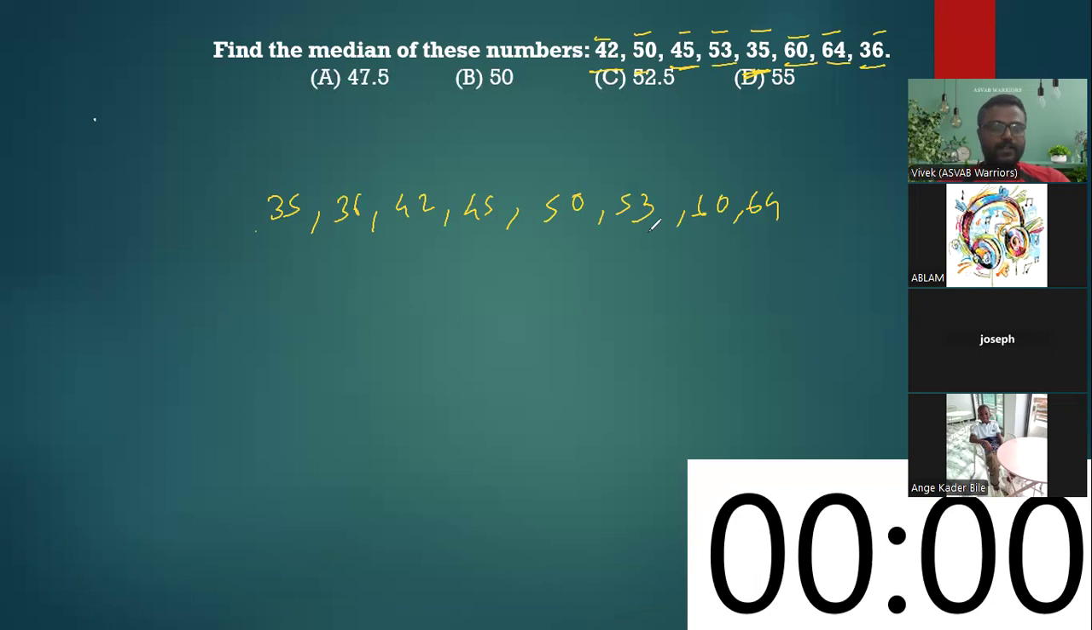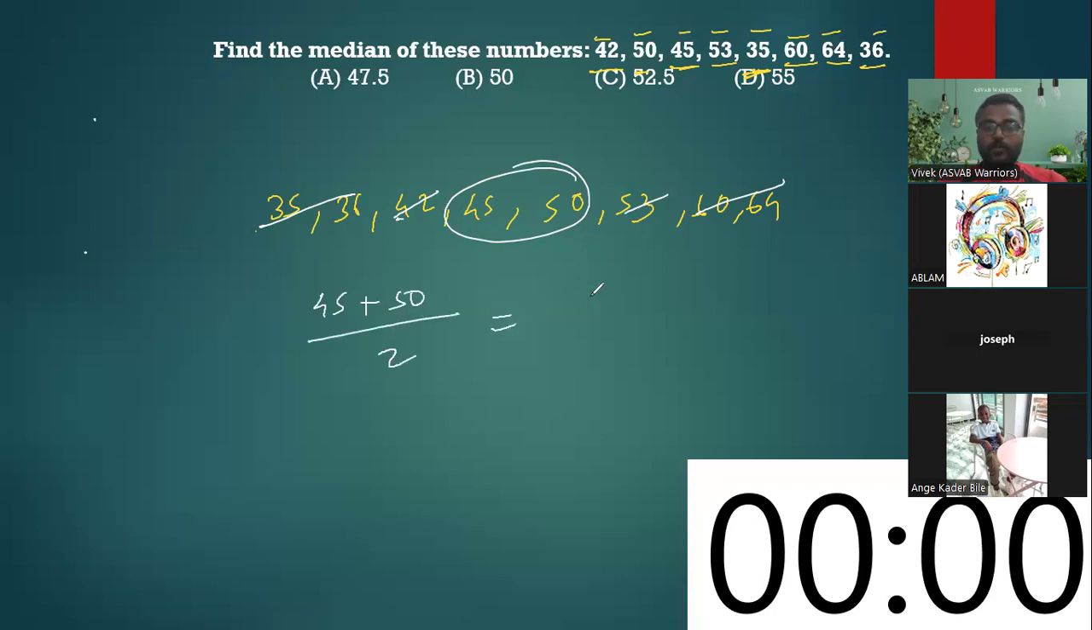That's correct, Leslie. Now, let's try to cancel these numbers, one from the right and one from the left. We have two values which are left, so we need to find the average of these. 45 plus 50 divided by 2. So 5 plus 0 is 5, 4 plus 5 is 9.